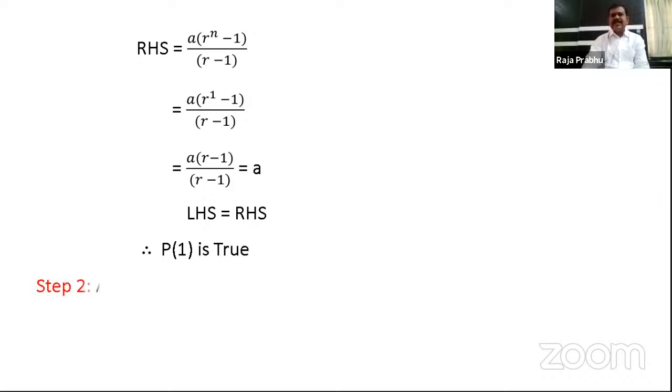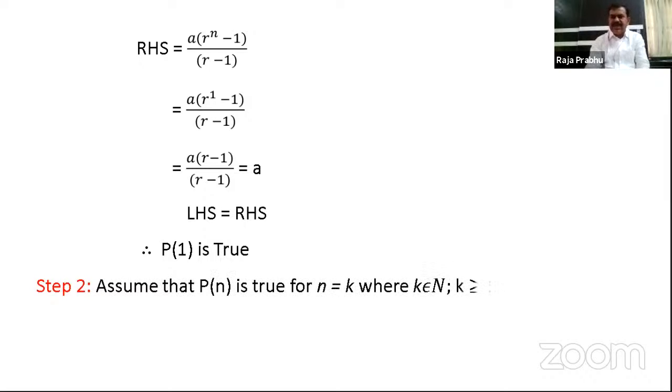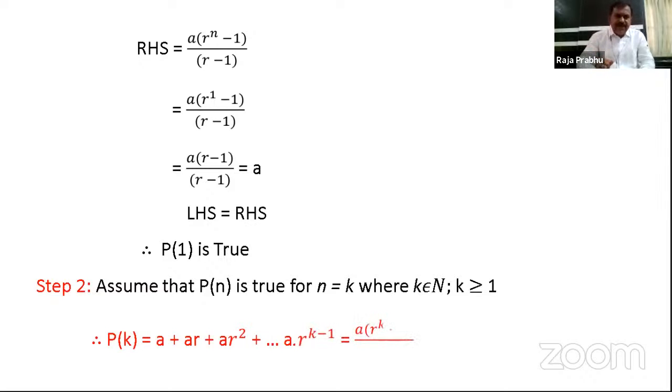Then let's come to the induction hypothesis. That is step 2. So assume that the statement is true for n is equal to k, where k belongs to n and k is greater than or equal to 1. Therefore, P of k is equal to, up to the kth term, a plus ar plus ar square and so on. The kth term will be a into r to the power k minus 1, which will be equal to a into r to the power k minus 1 divided by r minus 1.